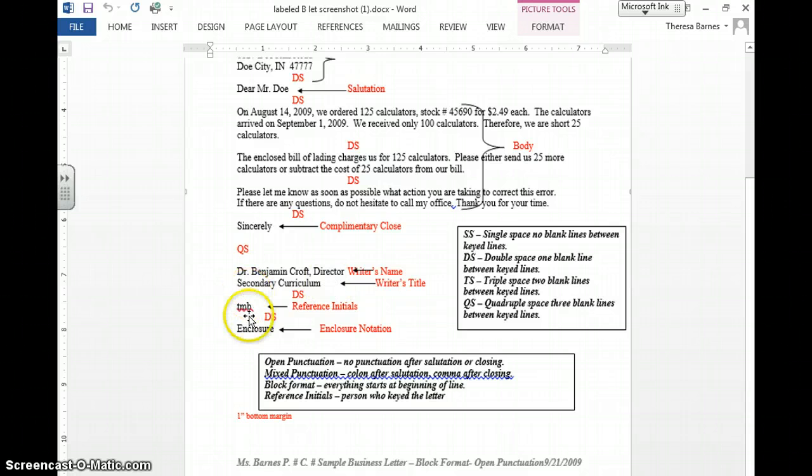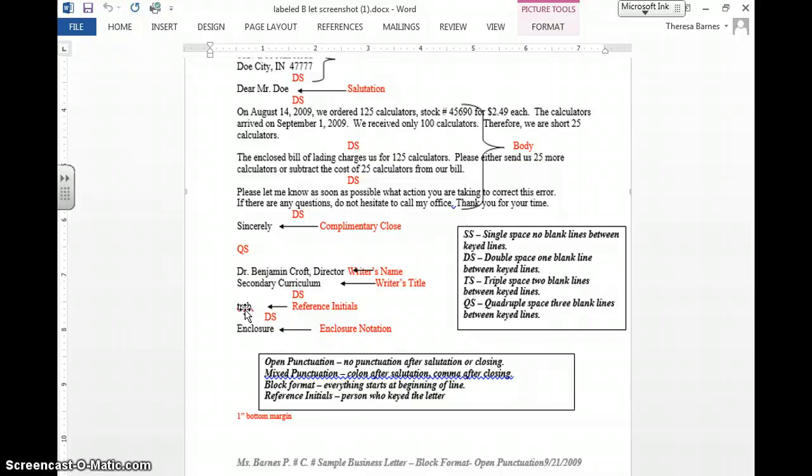Then you would double space and key something called reference initials. Now, the reference initials are the initials of the person that typed the letter, not the person that wrote it, but the person that actually keyed it, like maybe the secretary or an assistant or something like that. The reference initials are in lowercase, no periods, no spaces between them. If you are typing the letter yourself, you do not need the reference initials.